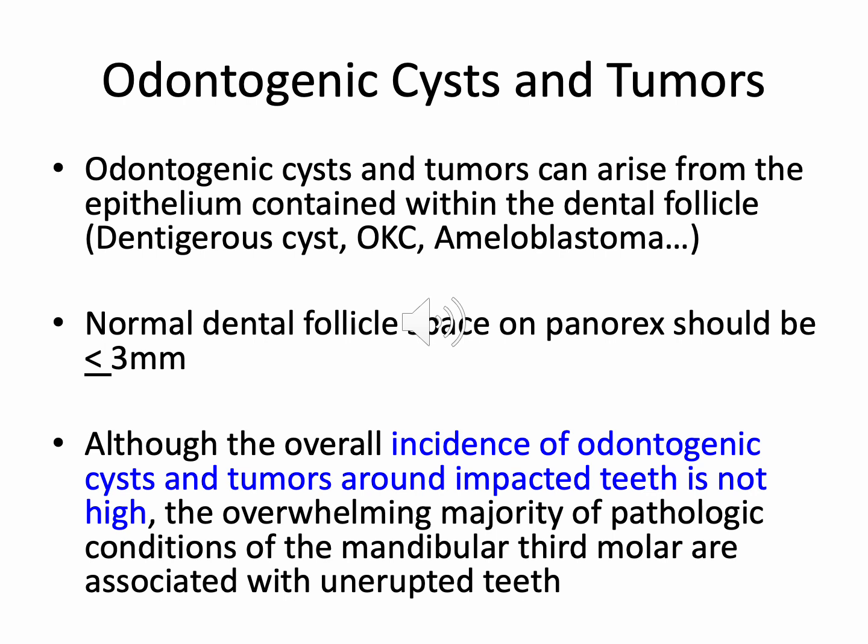Odontogenic cysts and tumors certainly can occur in conjunction with impacted teeth. Luckily, they're fairly rare. When you look at a radiograph or a Panorex, the dental follicle space should be less than or equal to 3 millimeters. When it gets bigger than this, it could be something known as follicular hyperplasia. But once it's bigger than this, it's worth biopsying to rule out cysts and tumors such as dentigerous cysts, odontogenic keratocysts, also known as KOTs, and ameloblastomas, all of which originate from tissues in the dental follicle or the space below it, so the reduced enamel epithelium or the stratum intermedium.